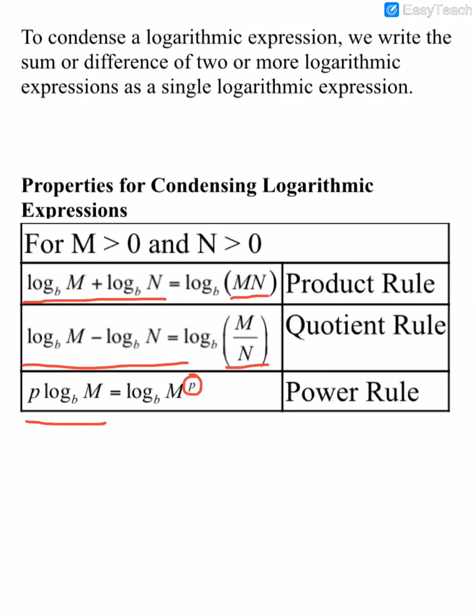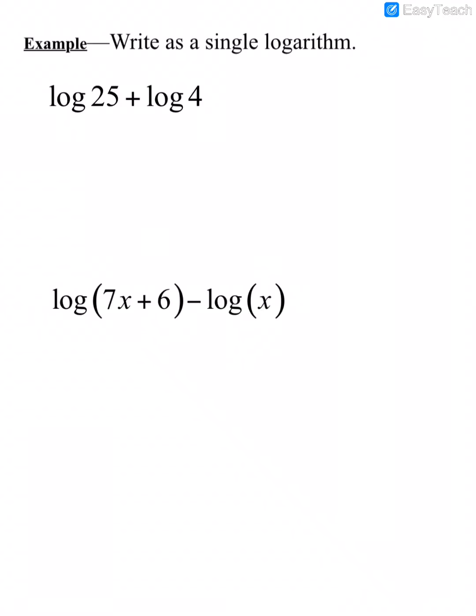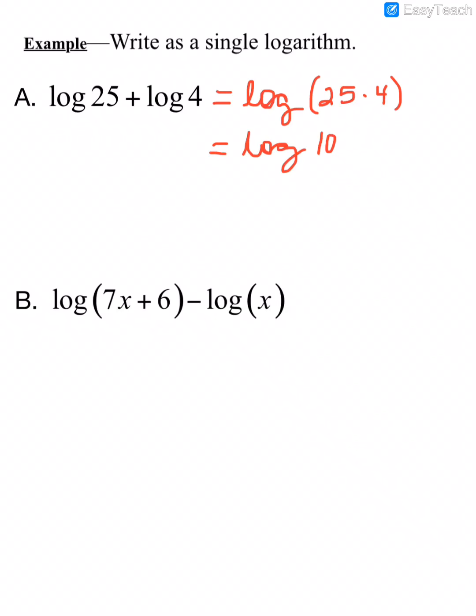So let's condense some logarithms. Okay, these logarithms in A are the common log, but they both have the same log. So that means we can condense them, and since they're being added, we're going to condense them using multiplication. So this would be the same thing as log, the common log, of 25 times 4. Well, 25 times 4 is 100, so this is the same thing as log of 100.